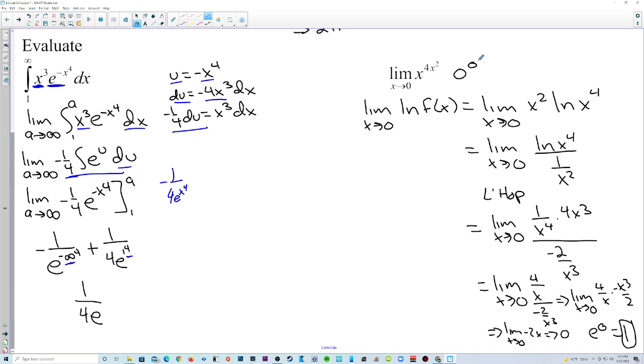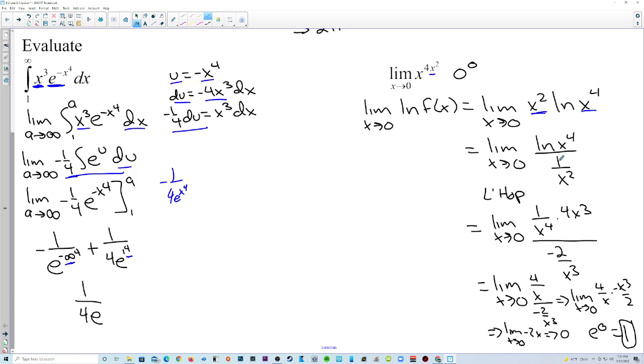This one is 0 to the 0, so we have the limit of natural log of f of x. We want to take the natural log because that brings down the power. Now, I didn't bring down the entire power, I only brought down x squared, so it's kind of your choice. In this case, you could bring the whole thing down and you could end up with the same answer, but I thought this would balance it out a little bit, and then the derivative should be a little easier.